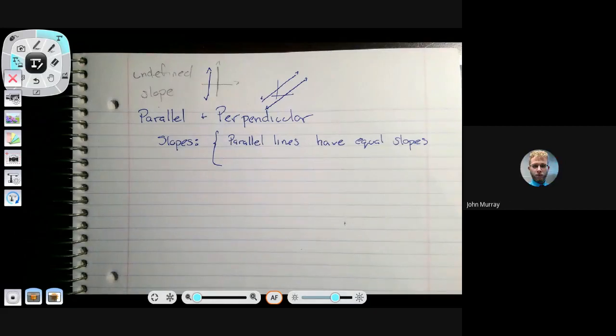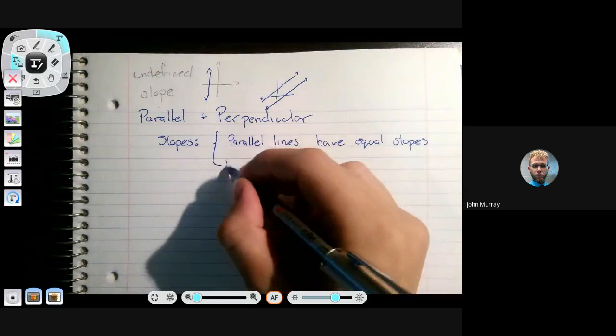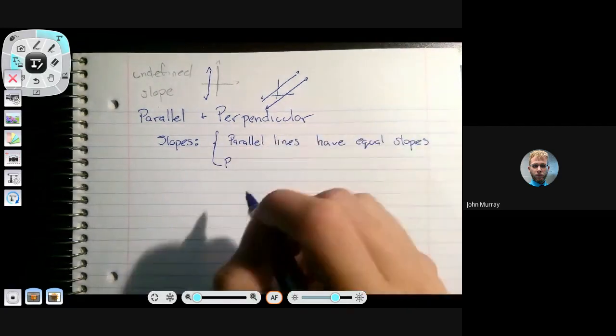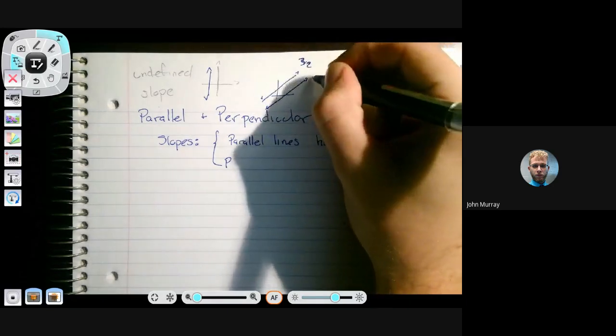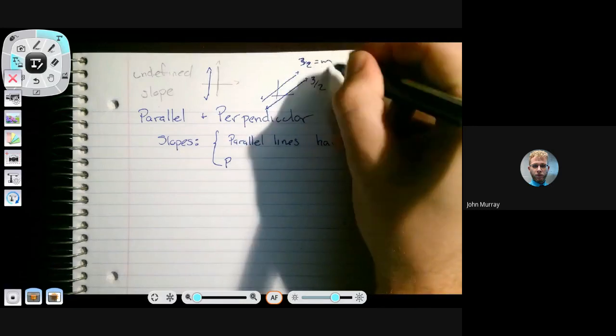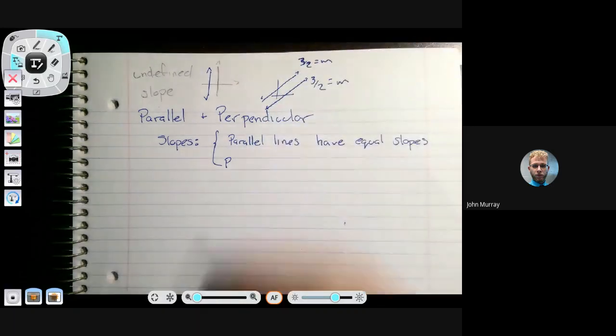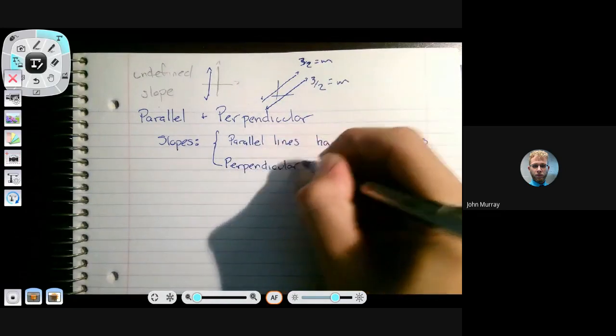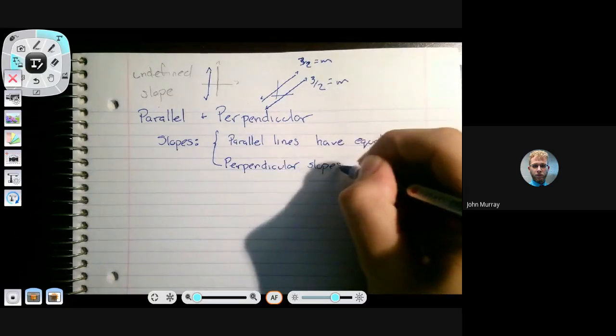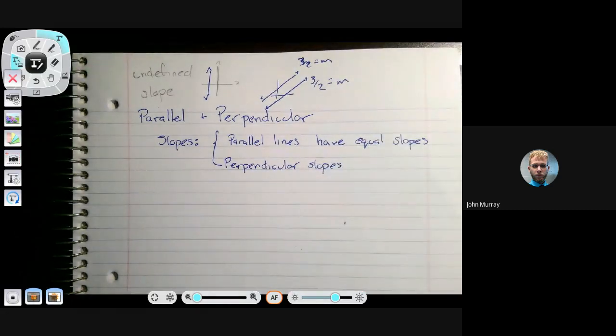Okay, good. So that's pretty easy. Parallel lines have the same slope. So if this slope was, like we found before, 3 halves, this one would also be 3 halves. Now perpendicular slopes, there's a special relationship. There are 2 key words that we use to define perpendicular slopes. Do you remember what they are?